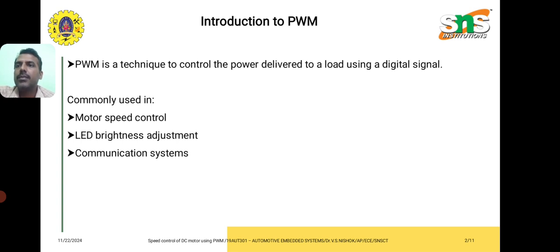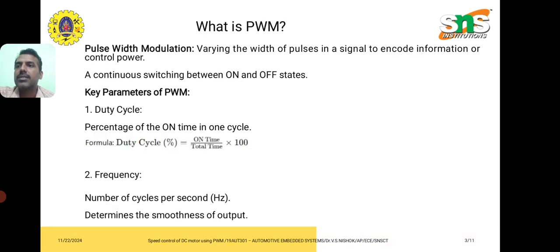Introduction to Pulse Width Modulation. Pulse width modulation is a technique to control the power delivered to a load using a digital signal, commonly used in motor speed control, LED brightness adjustment, and communication systems.